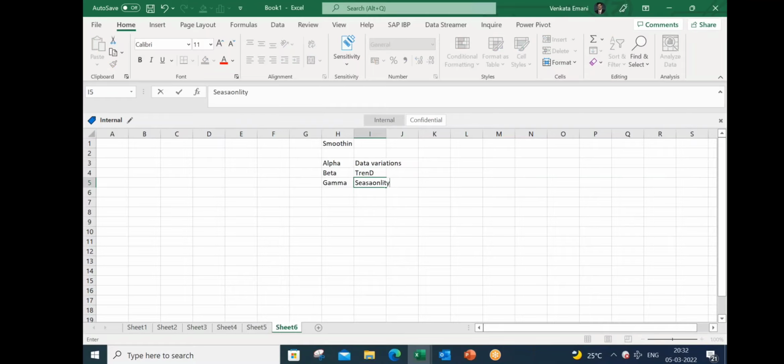Alpha is common in any forecasting profile. If you use single exponential, alpha is a mandatory parameter. If you use double exponential, you'll have alpha and beta. If you use triple exponential, you have alpha and gamma. So what does alpha mean?